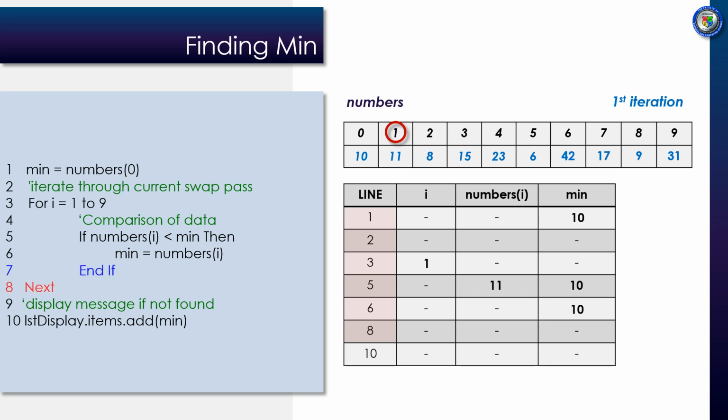We then traverse back round the loop, I being incremented to 2 in this case. Again, numbers I in this case will be 8, and if it is less than min, which is 10, which it is, then min will be set to numbers I. So in this case we will assign the value 8 to the variable min. It now becomes our minimum value to compare against.